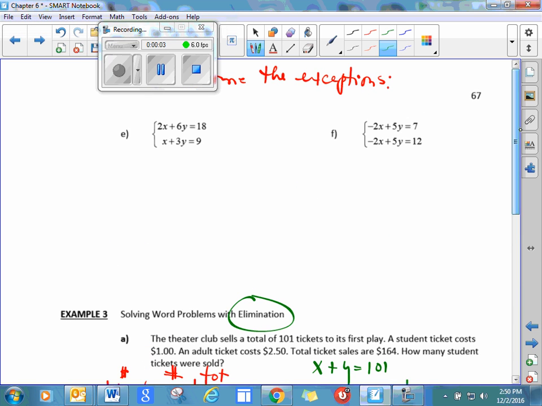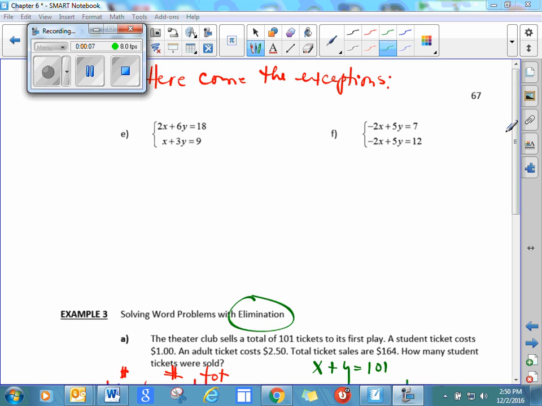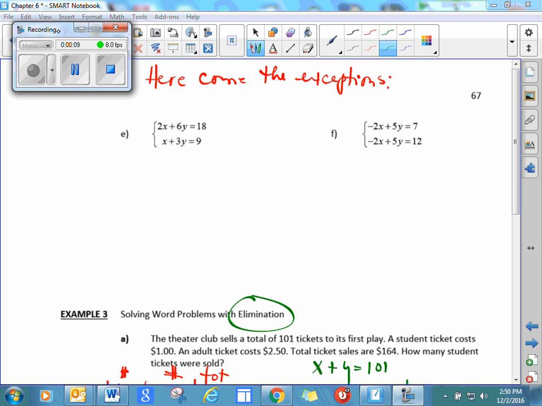Here we go with some more elimination systems problems. We're at the top of page 67, and here are the two exceptions. There's always exceptions, and we've had a bunch in previous lessons, and here come two other possibilities that can happen. On page 66 and on page 65, we came up with nice XY answers that worked, and everything was great. These are the exceptions that might happen when you try to solve using elimination.